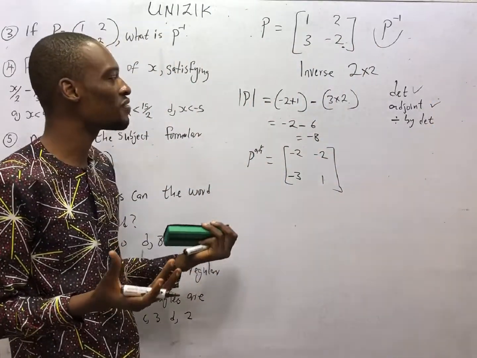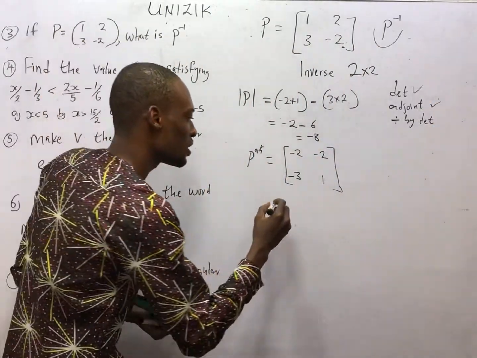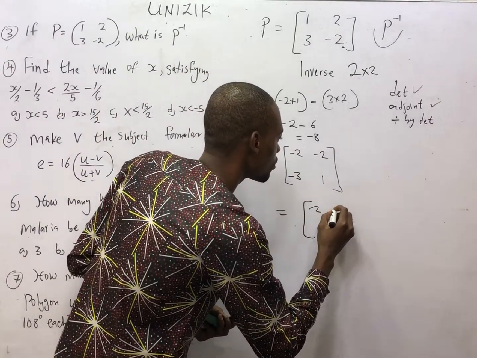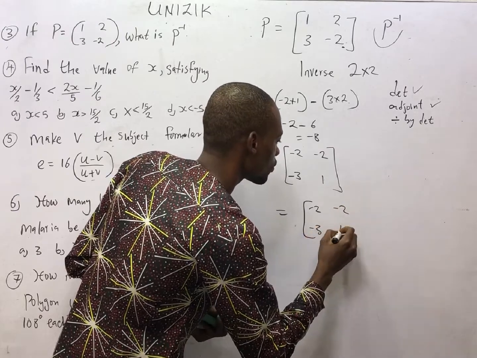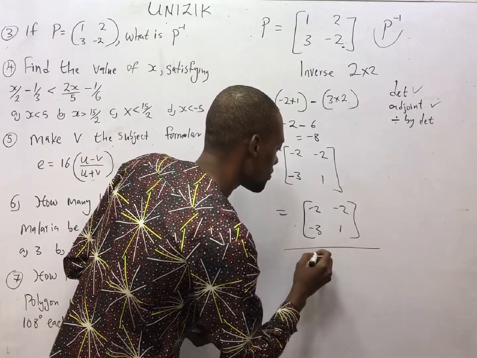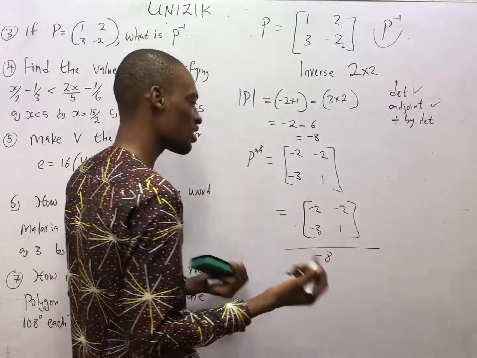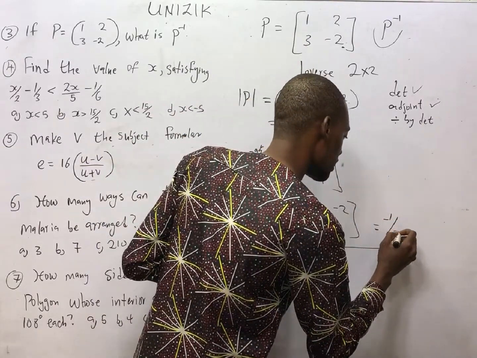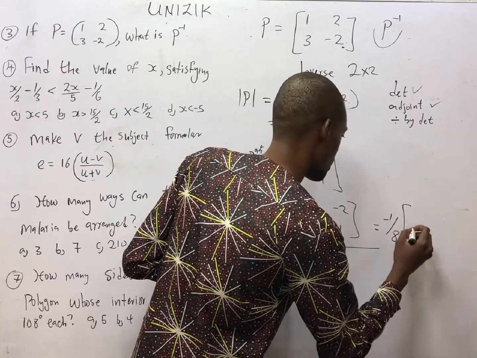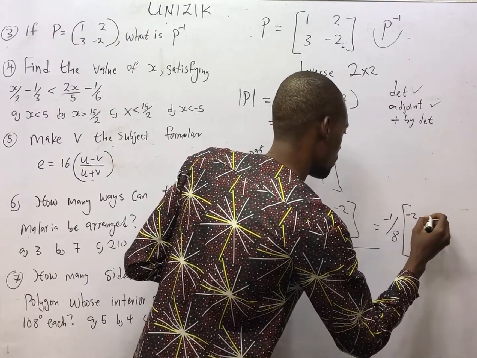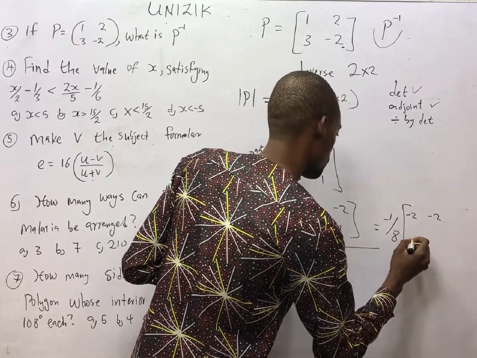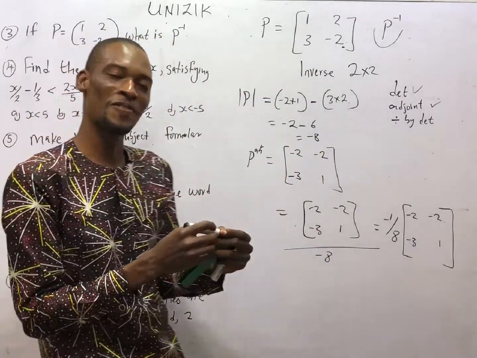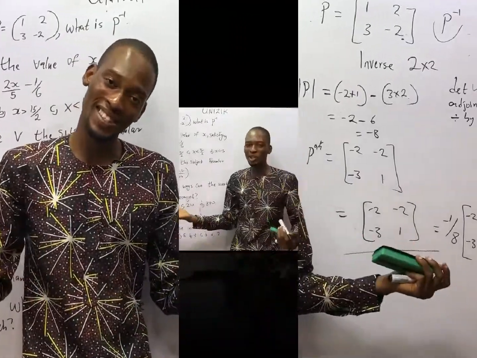So the next is we are dividing by the determinant. That will simply give you this adjoint, minus 2, minus 2, minus 3, 1, divided by minus 8. This is the same thing as minus 1 over 8, times minus 2, minus 2, minus 3, 1. So that is the inverse of the matrix.